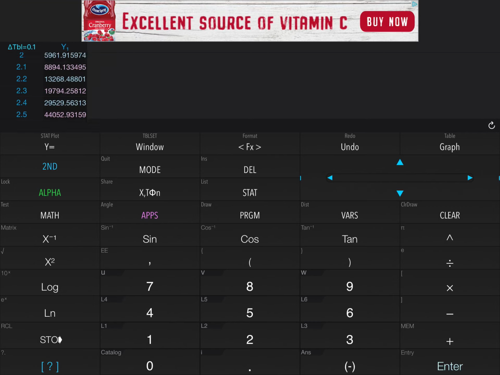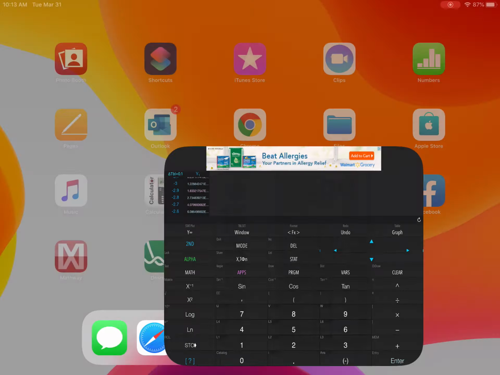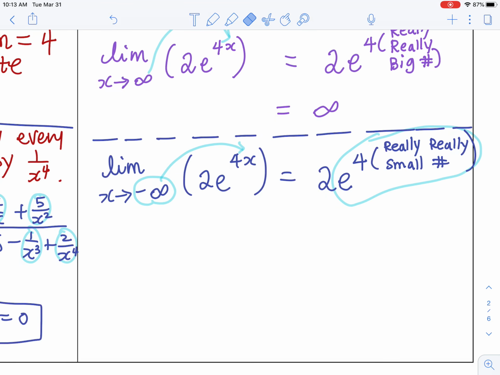Now let me go down to smaller numbers. Let's go to the negative. As x gets really small, look at the y values. What are they approaching? They're just becoming smaller and smaller decimals, right? But are they ever going to a negative number? You see, it's just getting closer and closer to 0. And at negative 2.5, it's so small that this calculator started using scientific notation. But as you can see, none of them have a negative symbol.